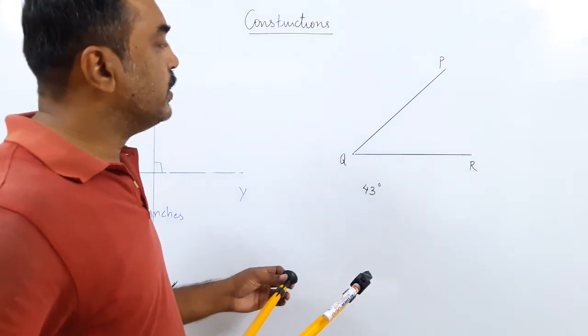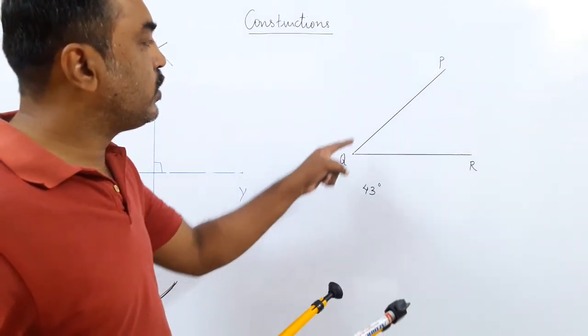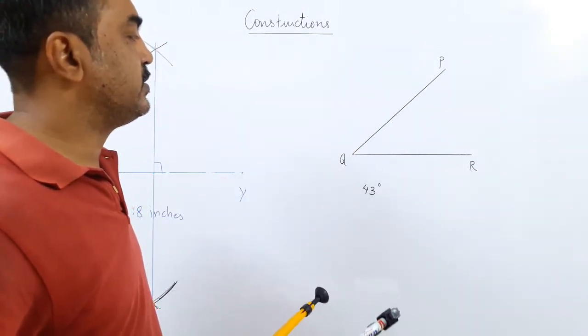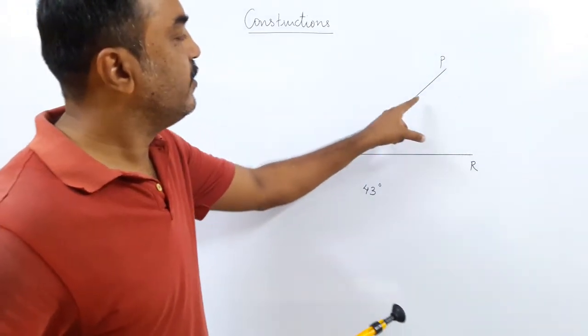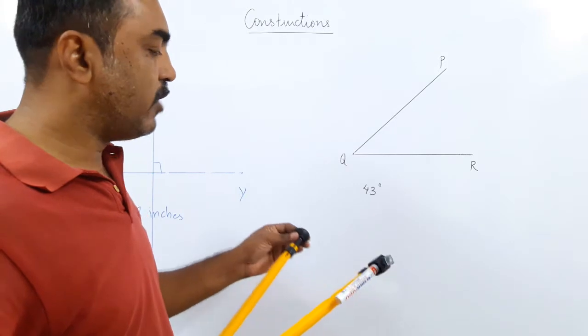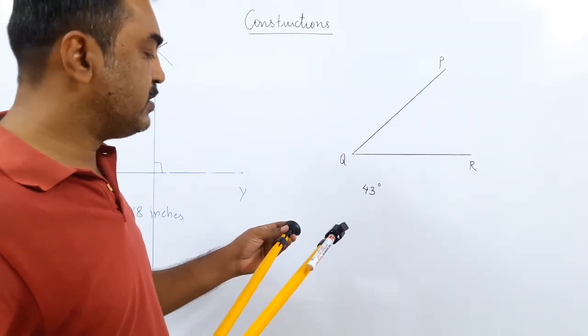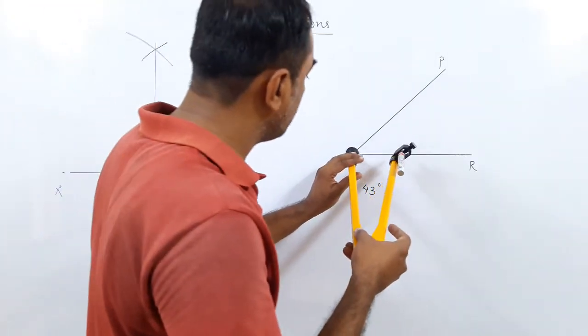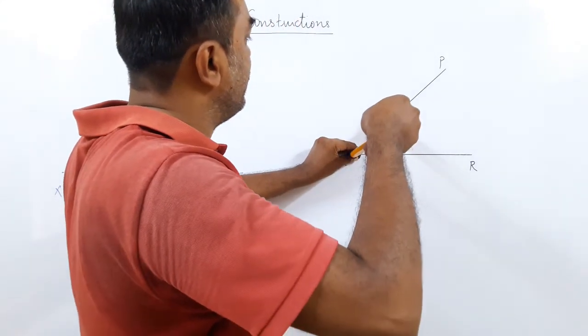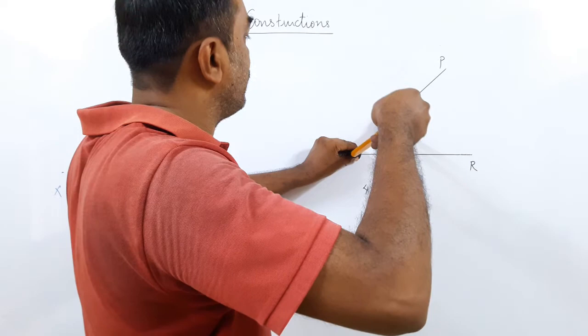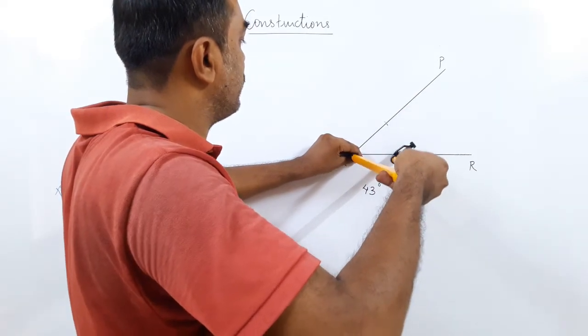What are we going to do here? We are going to cut this angle into two equal parts. We have to draw an angular bisector. From here we have to draw a ray which divides this into two equal parts. So how will you do this? So the method is again, put the mark at the center and at any radius cut these two lines.